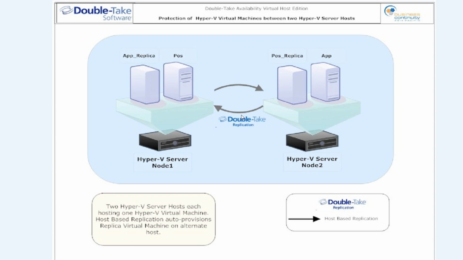What follows is a technical overview and demonstration of Hyper-V virtual machine protection using Double-Take Availability. The image on the screen shows two Hyper-V host servers, each hosting one virtual machine, and shows Double-Take replication protecting each virtual machine by creating a replica on the alternate Hyper-V host.